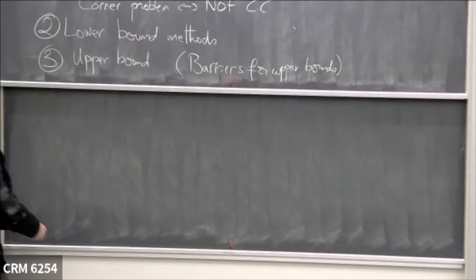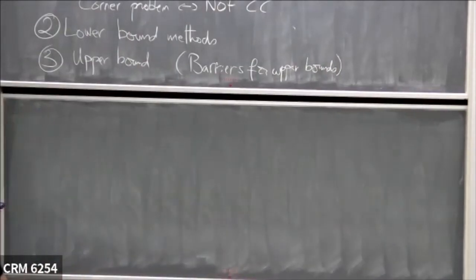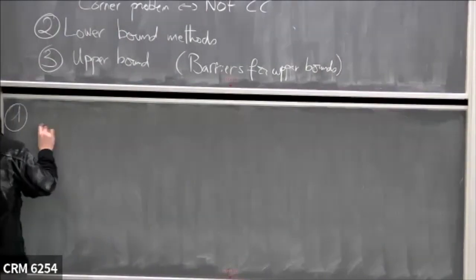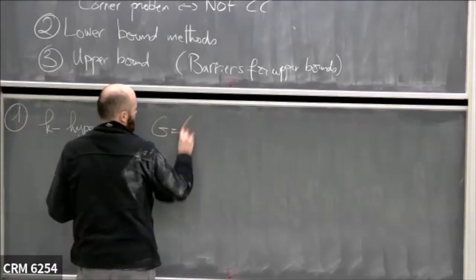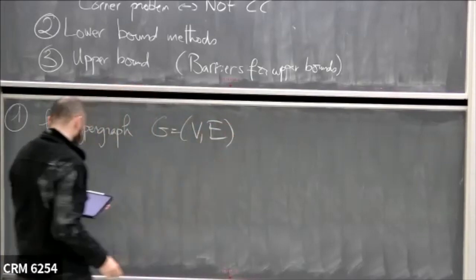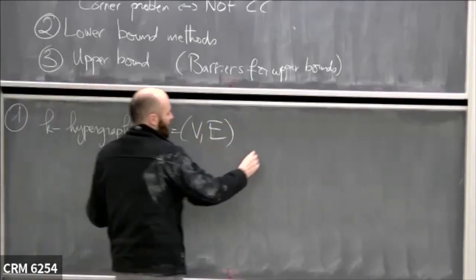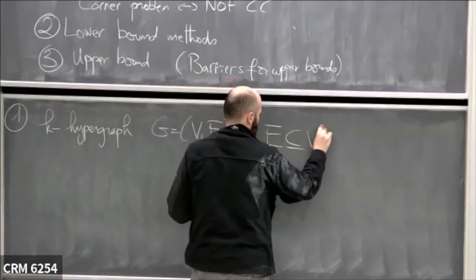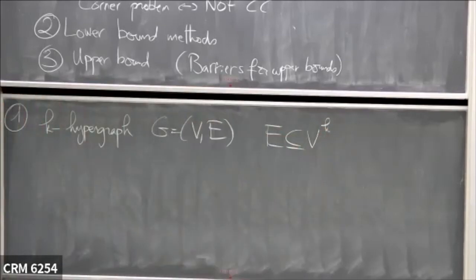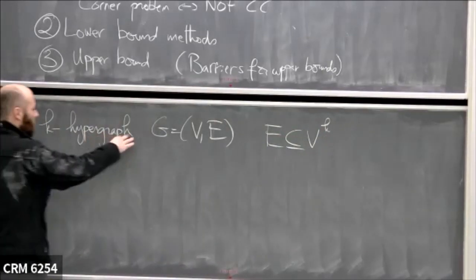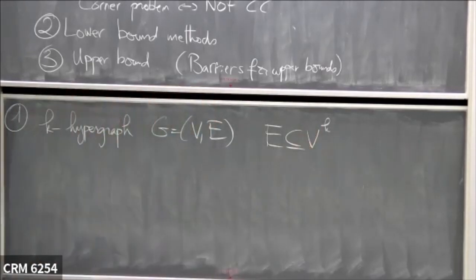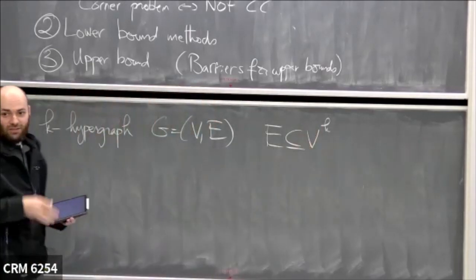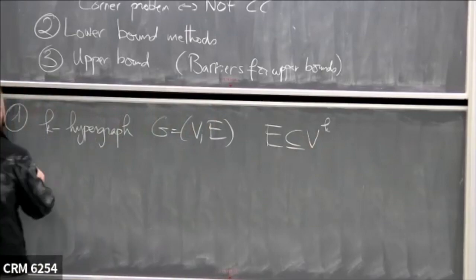Okay, so let's start with the setup. What do I mean by Shannon capacity of hypergraphs? Let me define things one by one. A k-hypergraph, which I will denote by G = (V, E), has a finite vertex set V, and E is a subset of V^k. So here I take what we can call an ordered hypergraph. It's really arbitrary k-tuples of vertices. I can even have the same vertex several times. Let's consider some examples.